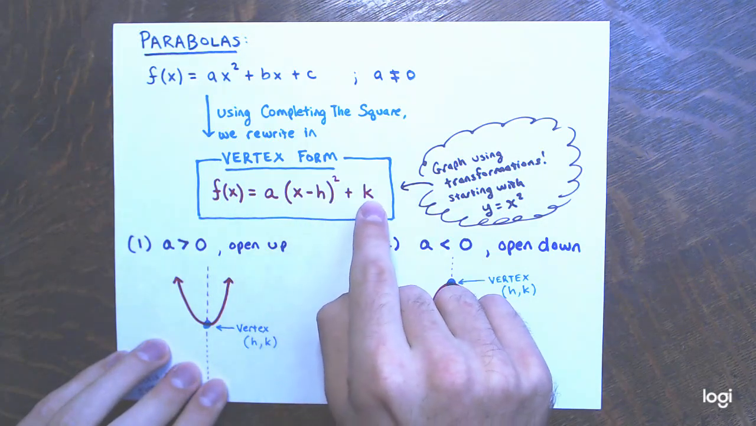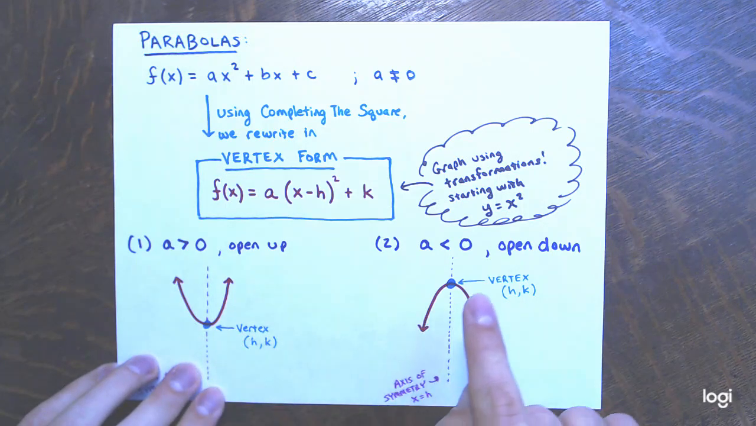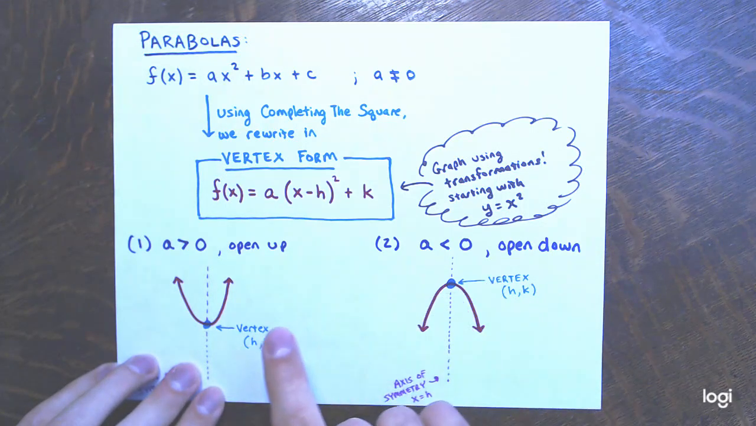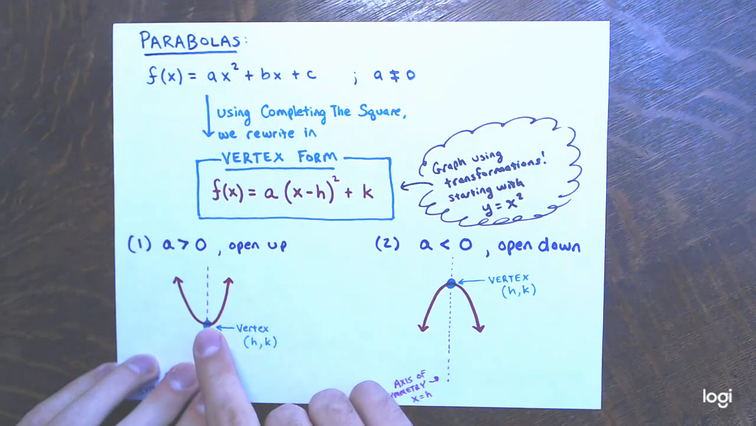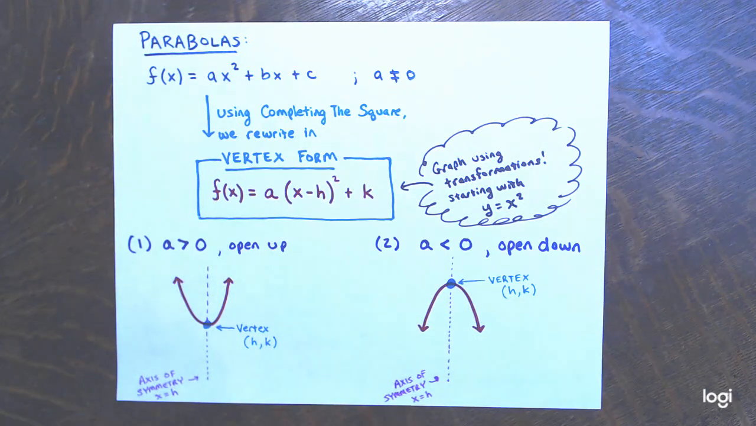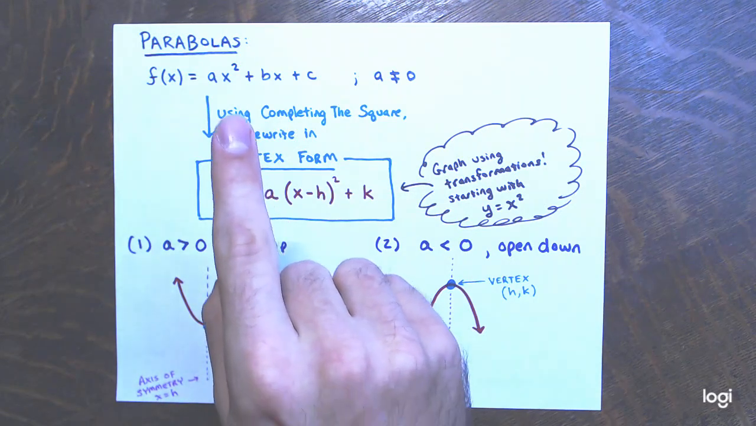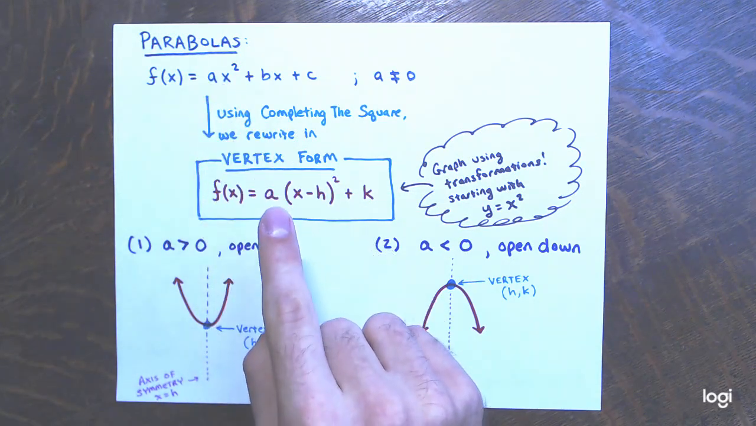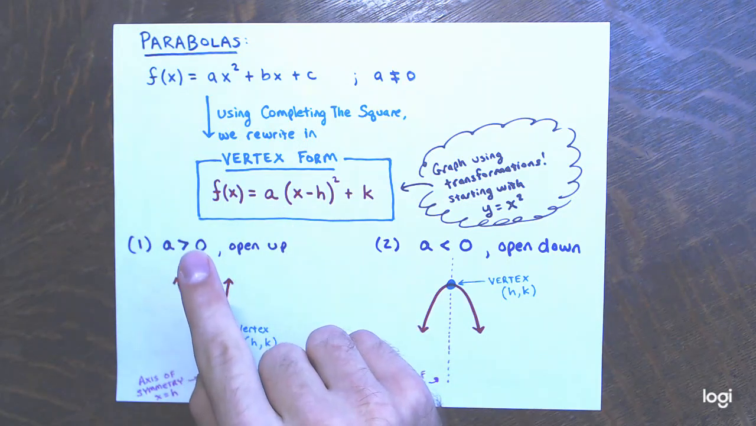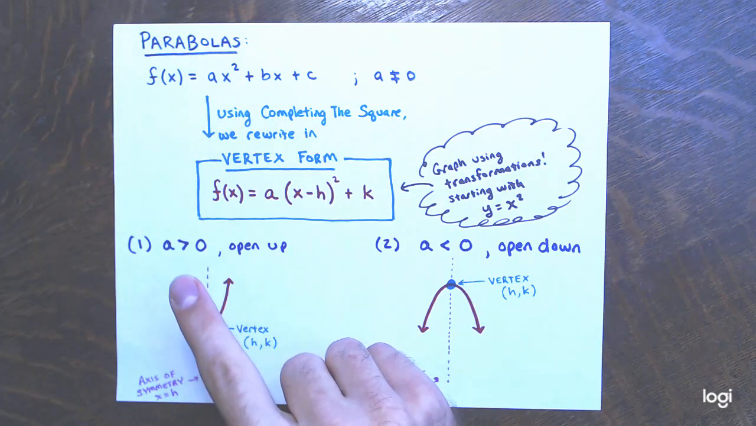This h and k will give me the coordinates of what's called the vertex of a parabola. The vertex is simply the point of the parabola that's either the lowest point if it's opening up, or the highest point if it's opening down. It's just that peak point. It's called the vertex of the parabola. Alright, and then you got a couple cases here. If this a, the coefficient on the x squared, if it's positive, greater than 0, then your graph is going to be a parabola that opens upward, a smiley.